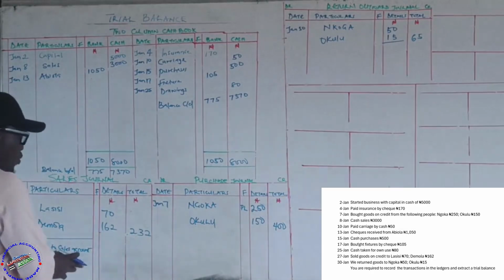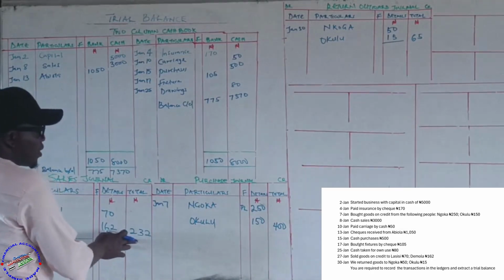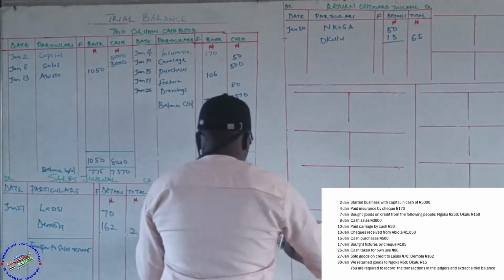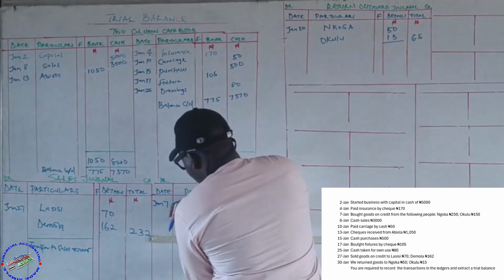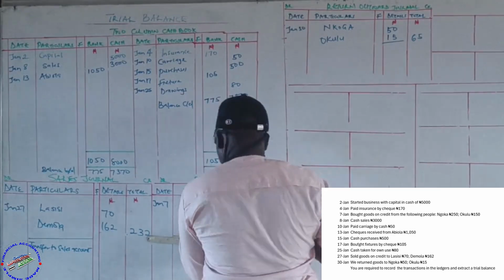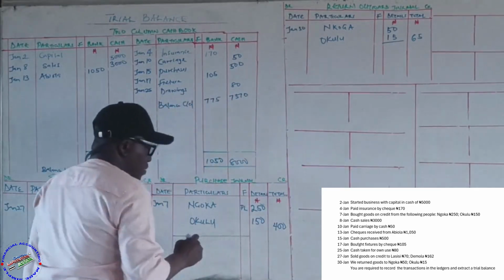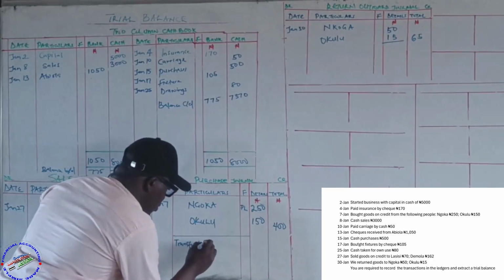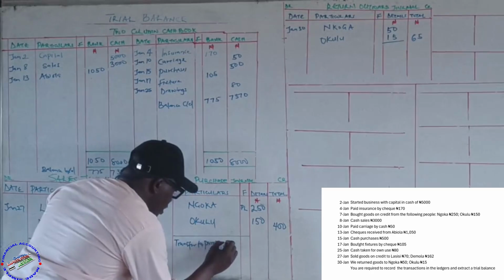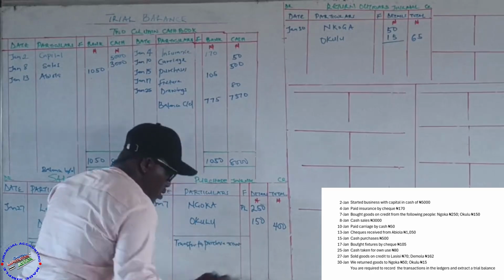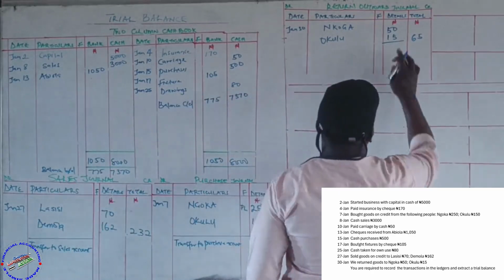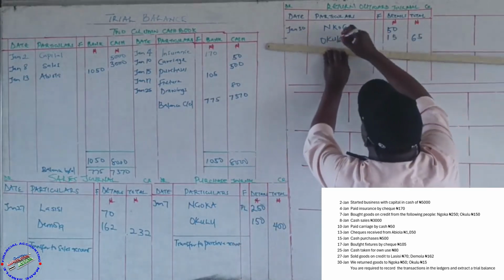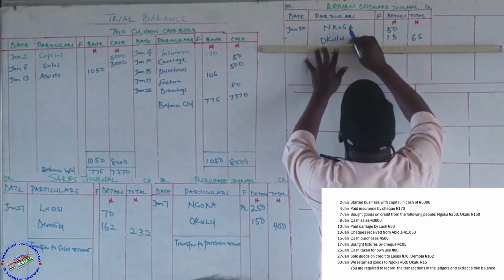Transfer to sales account. So we are transferring this 232 naira total to the sales account. The same thing we had there, we are going to transfer, say, 400 naira to the purchase account. So the same thing is applicable here. We have 65 naira that will be transferred to the return outward account.